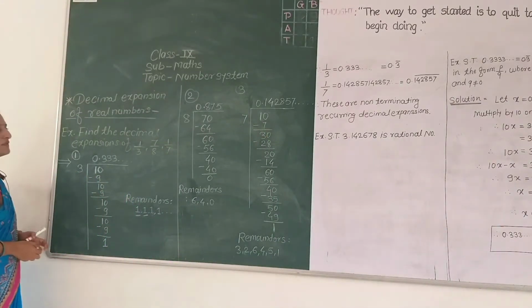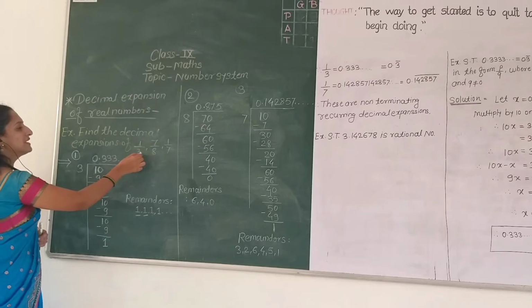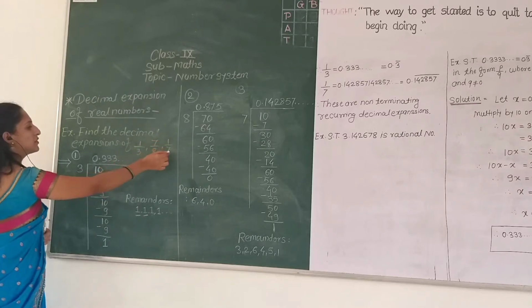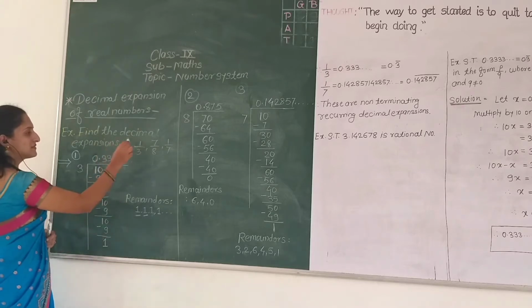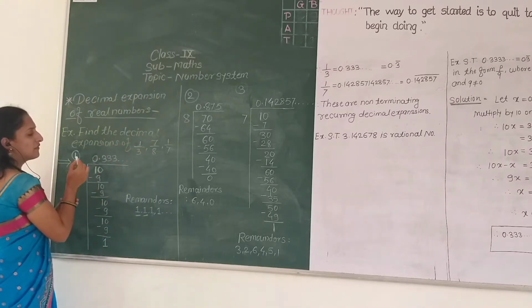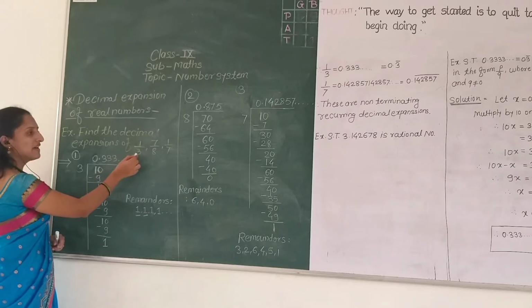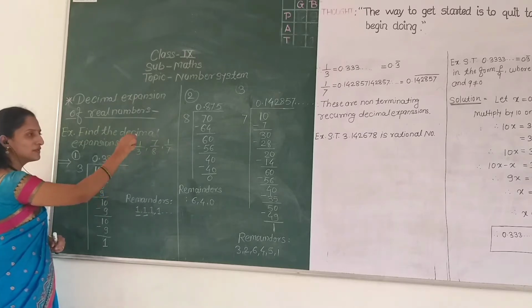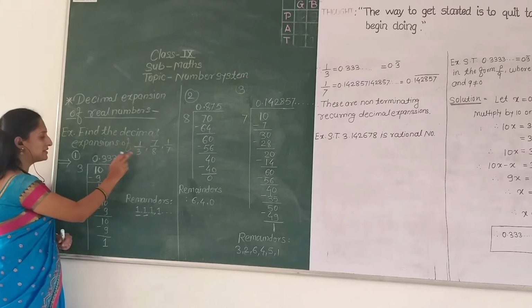For this, we see one example. Find the decimal expansion of 1 upon 3, 7 upon 8 and 1 upon 7. Let us see one by one. First one is 1 upon 3. Here the dividend is 1 and the divisor is 3. All of you know that 1 is not divisible by 3.